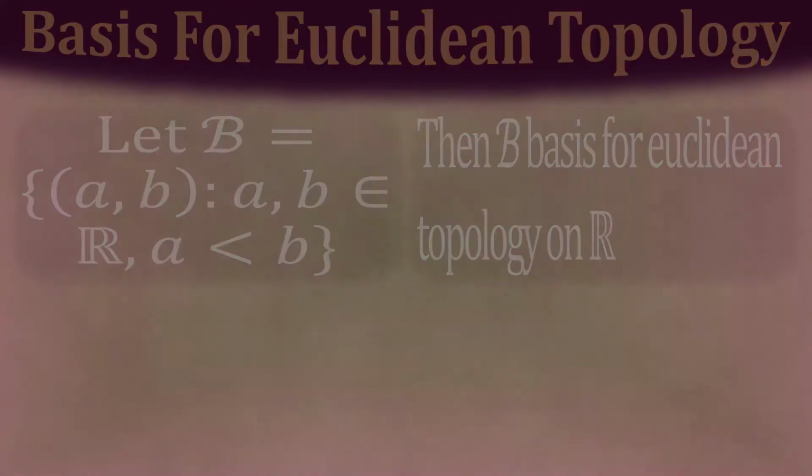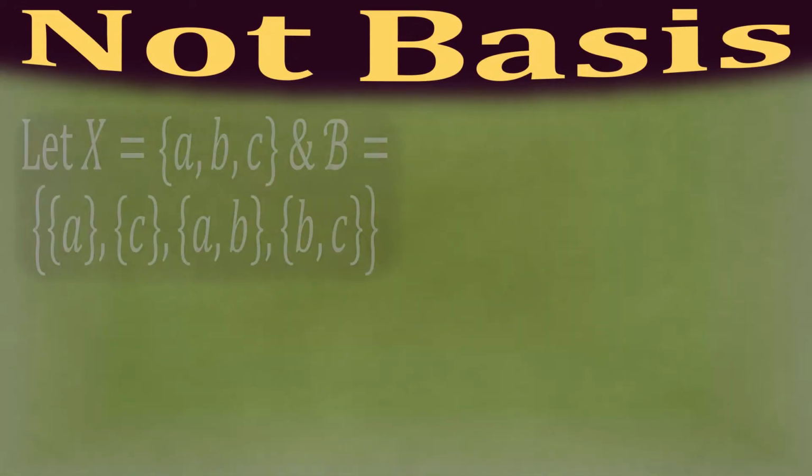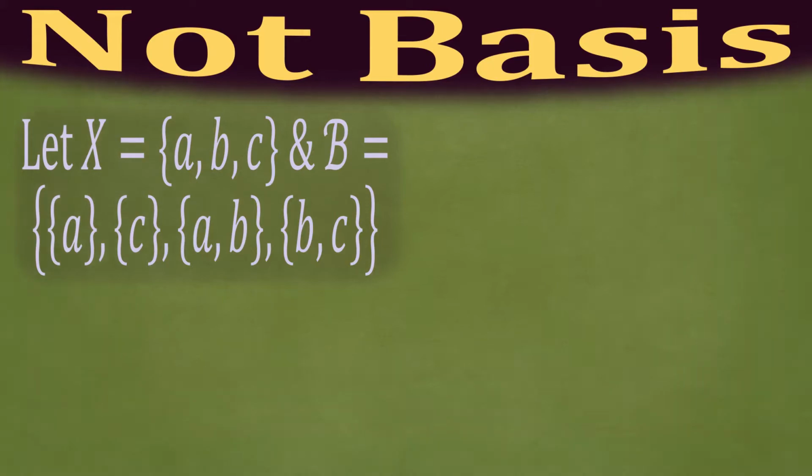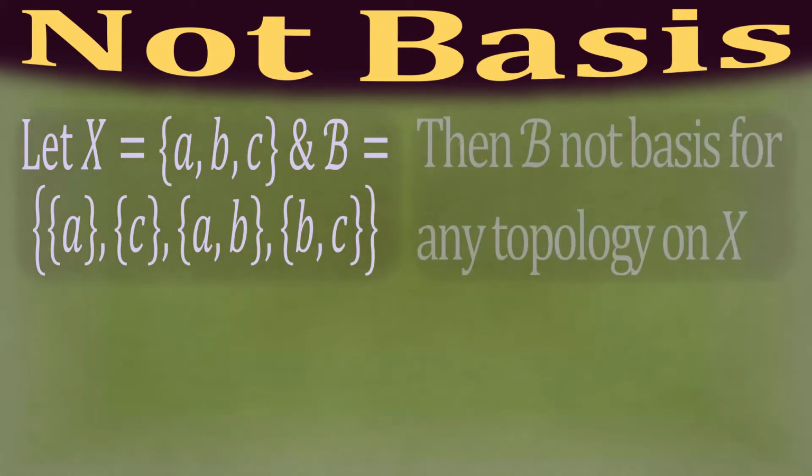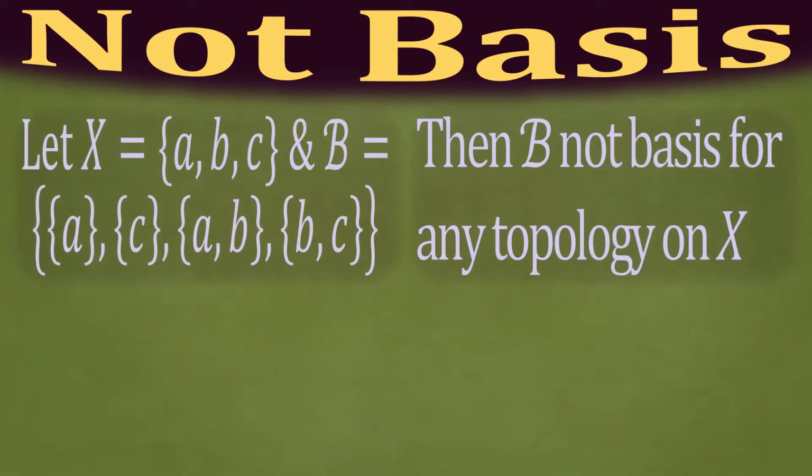Now, let's discuss something which is not a basis. Let X be the set {a, b, c} and B be the set containing the set of just a, the set of just c, the set {a, b}, and the set {b, c}. Then B is not a basis for any topology on X.